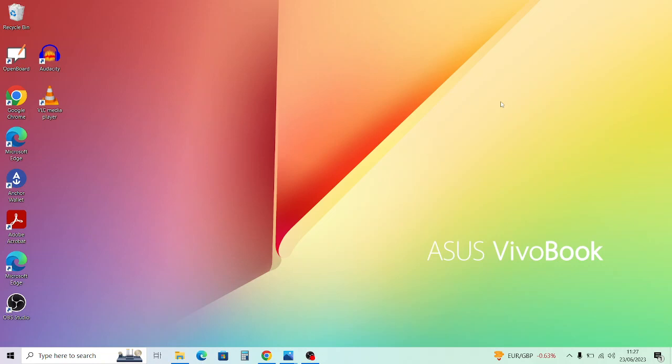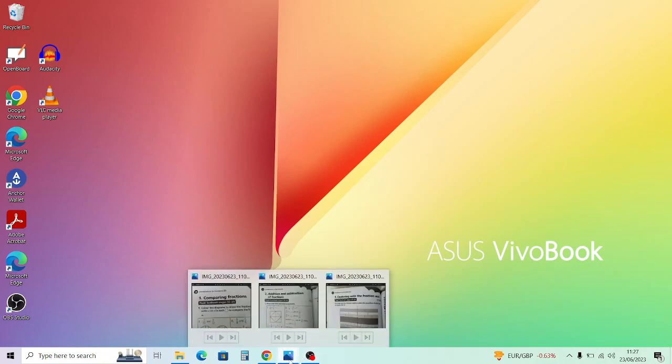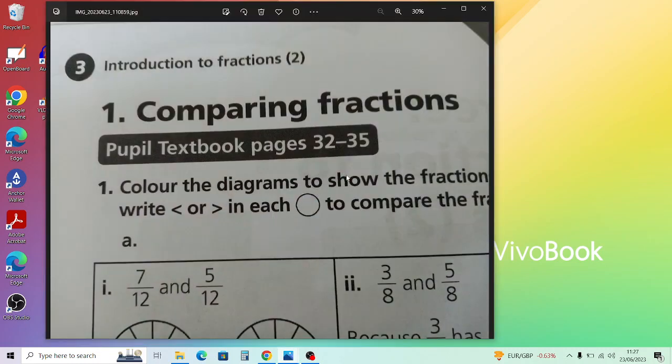Welcome to Real Shanghai Mathematics Practice Book 4.1. This is the third unit and it's called Introduction to Fractions Part 2, because this has been covered at a more basic level previously, and it consists of three parts. The first part is called Comparing Fractions. So let's begin with this.